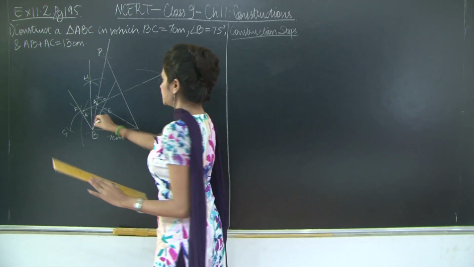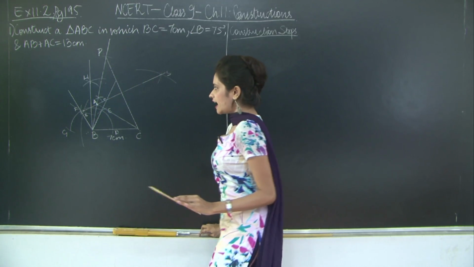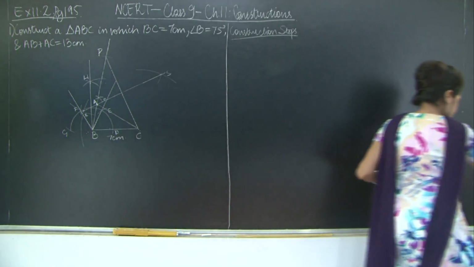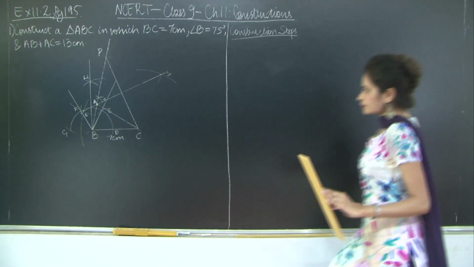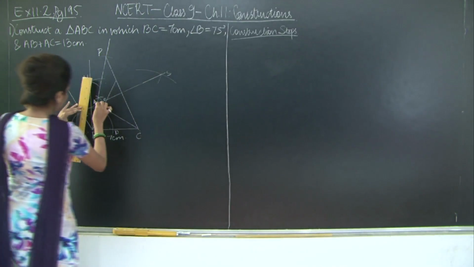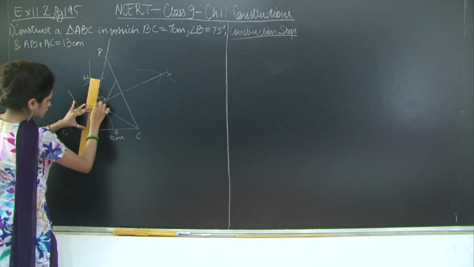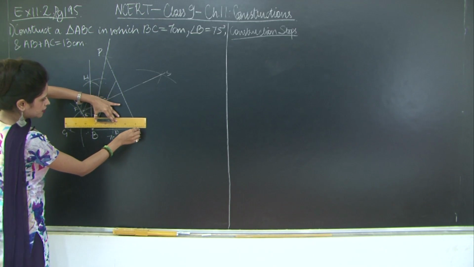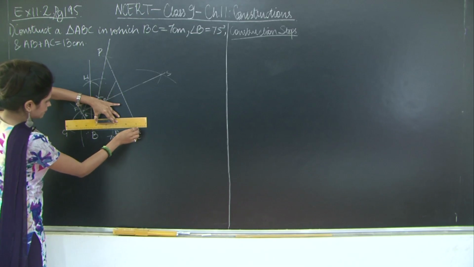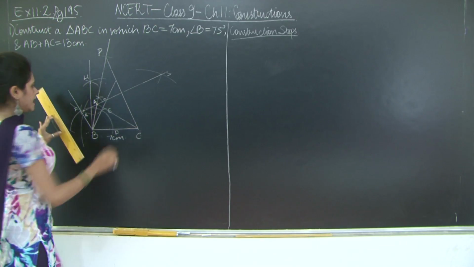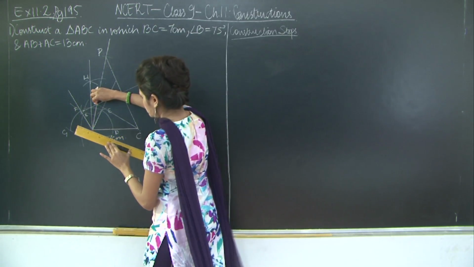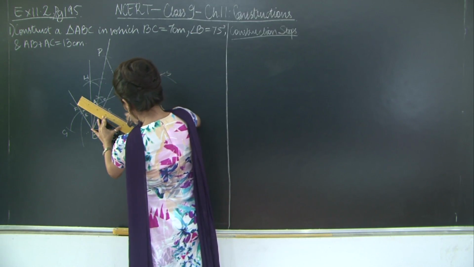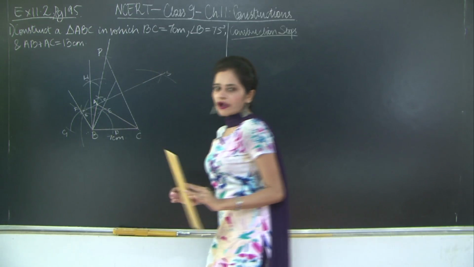So ABC is your required triangle. I will highlight it with a different color so that you understand it better. So I have AB, BC, and I have AC. This is your required triangle.